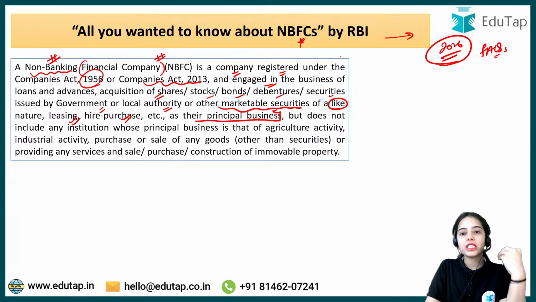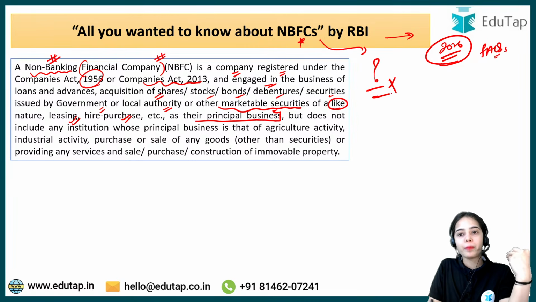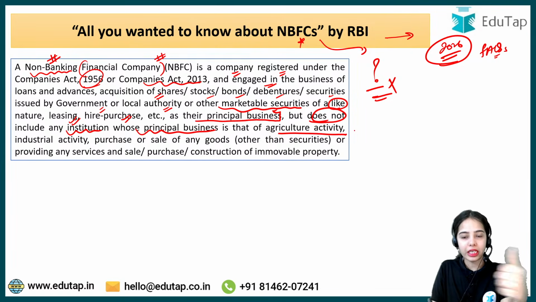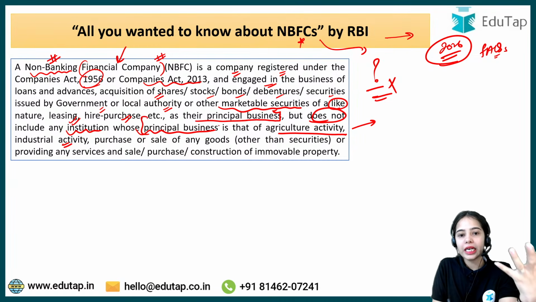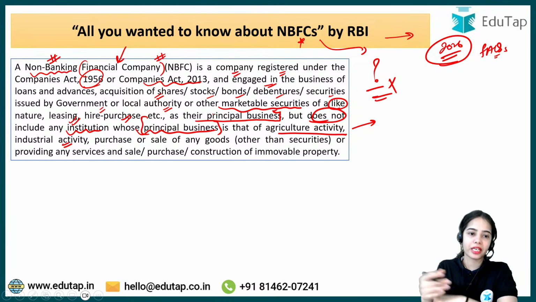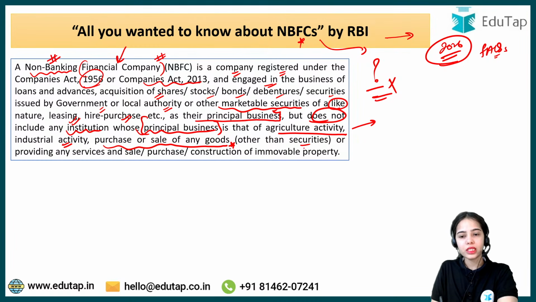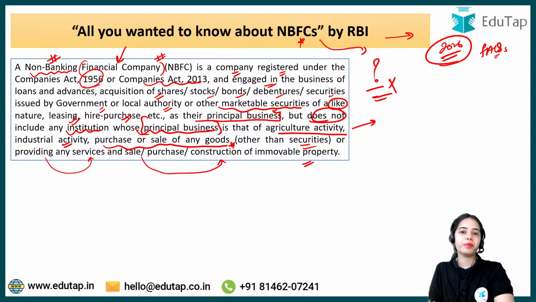But for the NBFCs, what cannot be the principal business? The NBFCs are such companies that do not include any institution whose principal business is that of agriculture activity. Because they are financial companies, they cannot engage in agriculture activities, they cannot engage in industrial activities, they cannot have the primary business as agriculture activity or industrial activity or purchase or sale of any goods other than securities, or providing any services in sale and purchase or construction of immovable property.